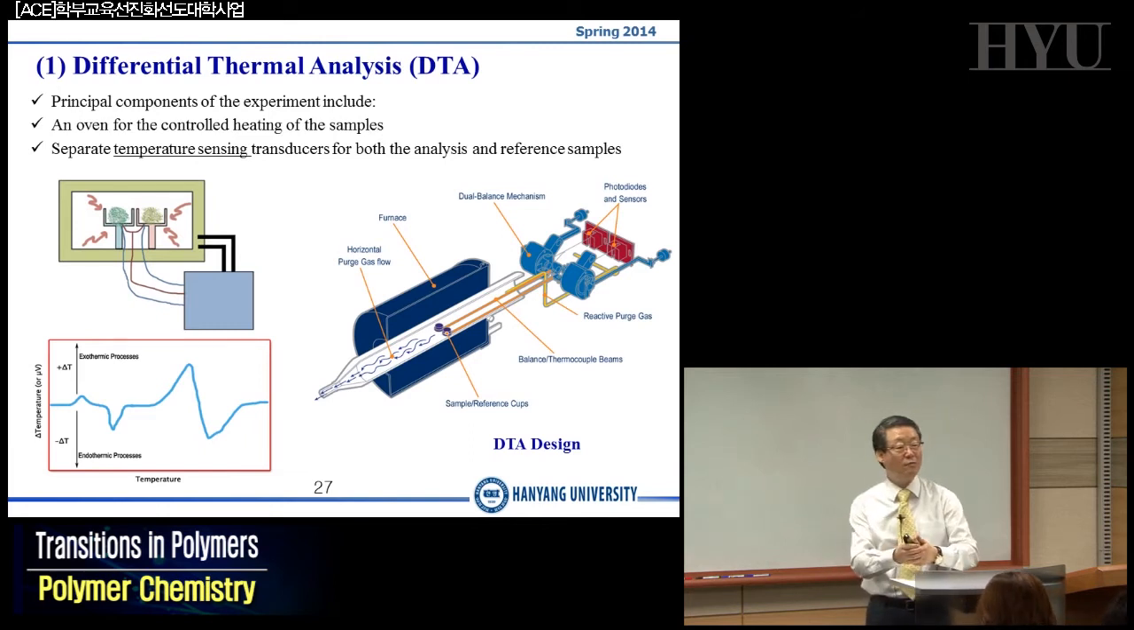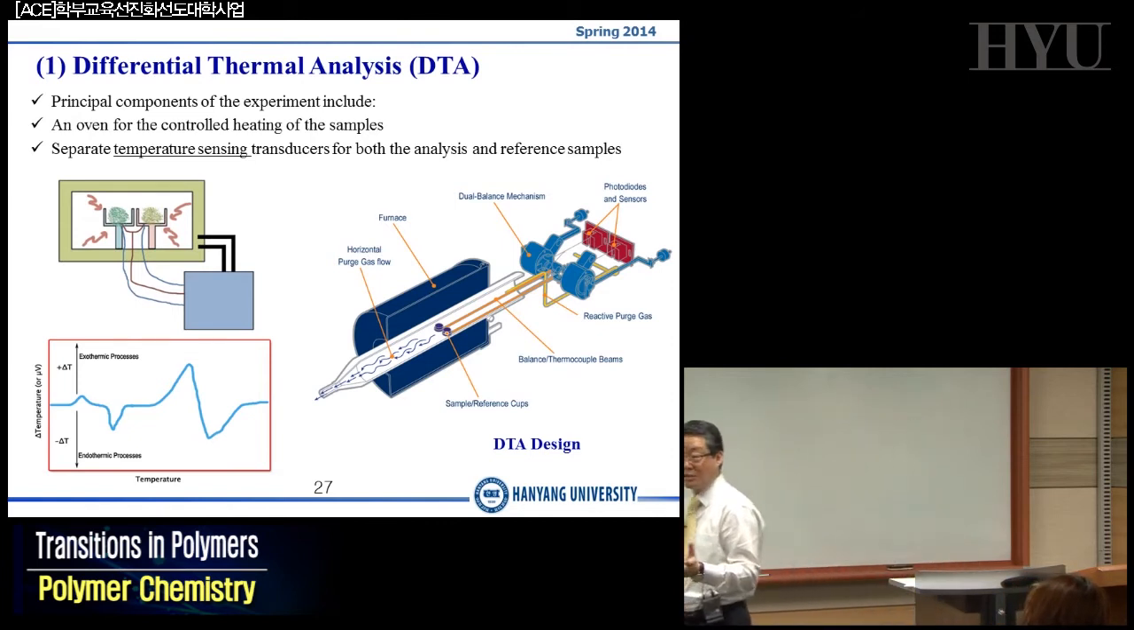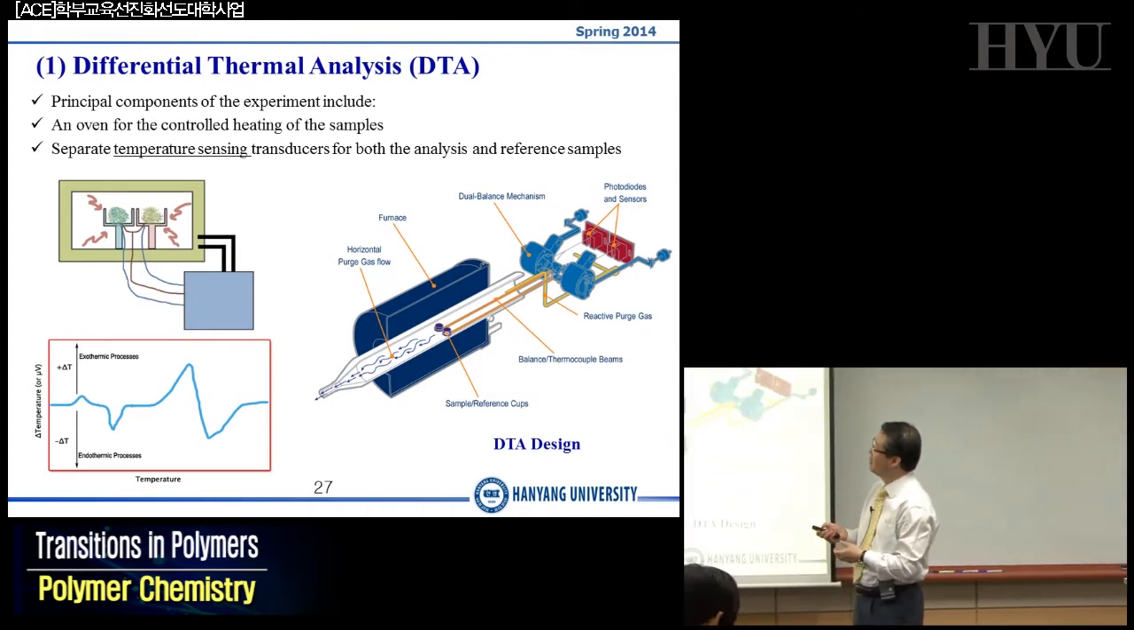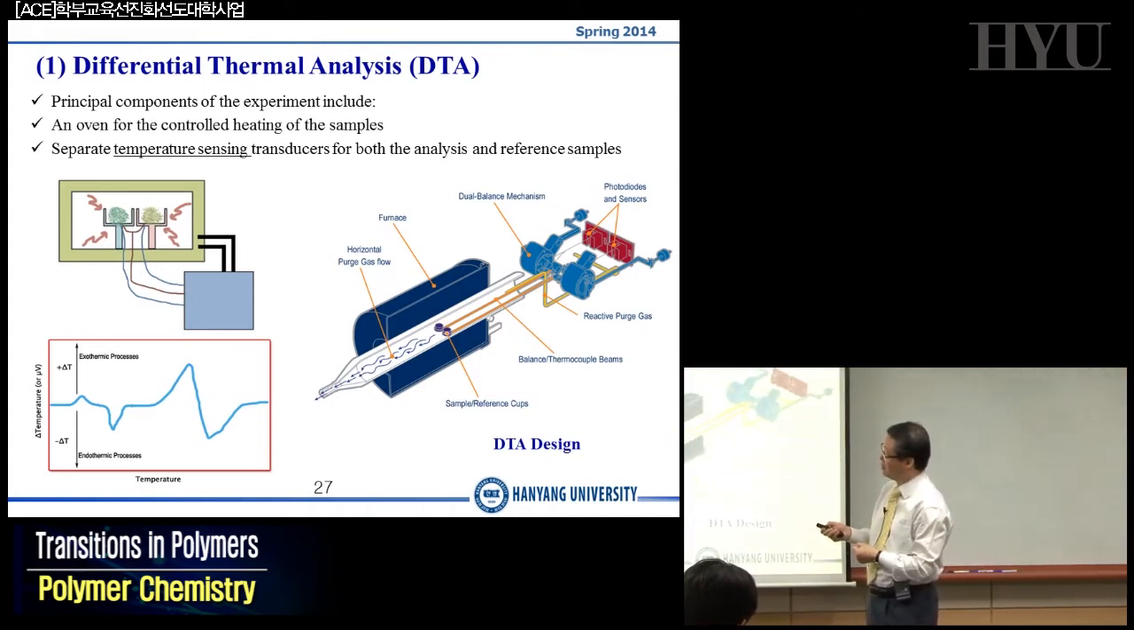Now, how we can detect the TG can be described here. I know that we have already discussed the DSC. DSC is very similar to DTA, but what they have is a two-chamber setup.